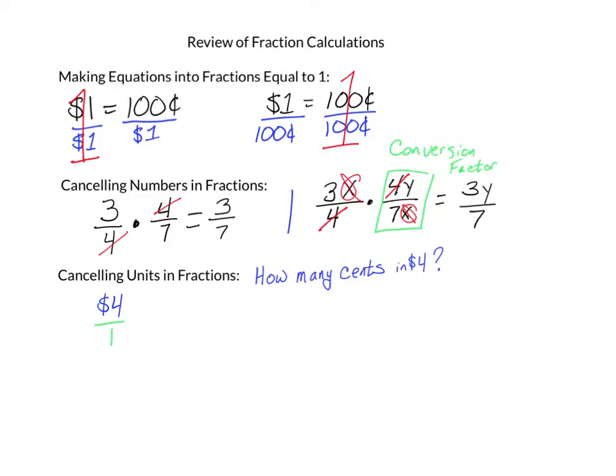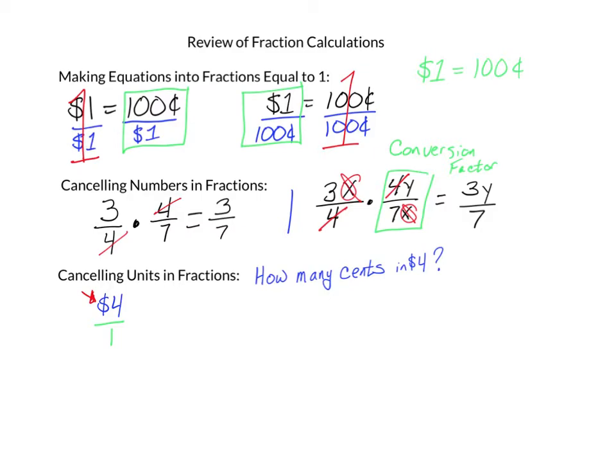Now we know from our list above that $1 is equal to 100 cents. Now we have to decide which of the two multipliers of 1 we want to use. Do we want to use the 100 cents over $1 is equal to 1, or do we want to use that $1 over 100 cents is equal to 1? To determine that, we need to know what we started with. So in our question, we said that we had $4. Notice then that the dollar sign is on top of the fraction.